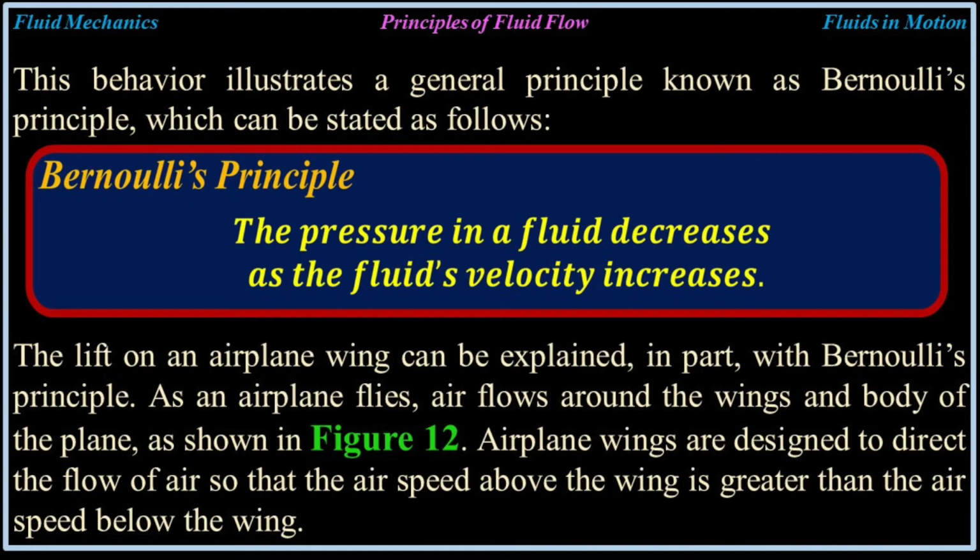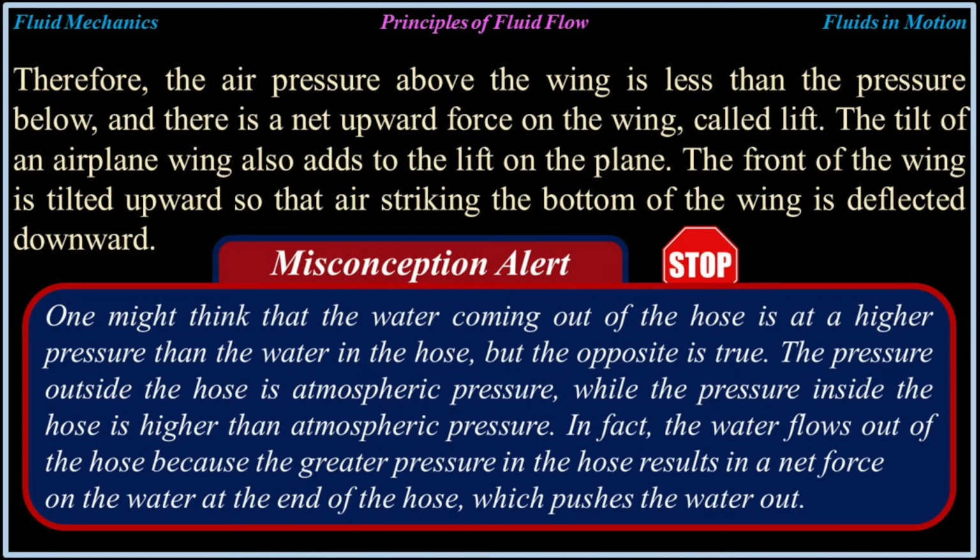The lift on an airplane wing can be explained in part with Bernoulli's principle. As an airplane flies, air flows around the wings and body of the plane as shown in Figure 12. Airplane wings are designed to direct the flow of air so that the air speed above the wing is greater than the air speed below the wing. Therefore, the air pressure above the wing is less than the pressure below, and there is a net upward force on the wing called lift.